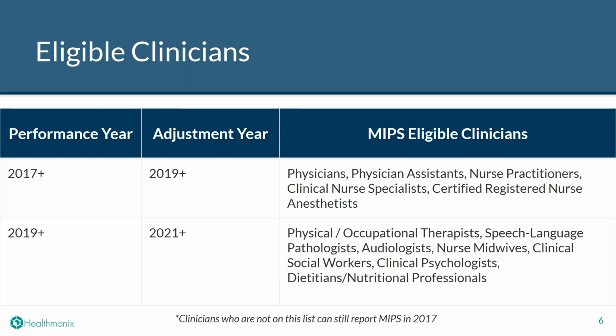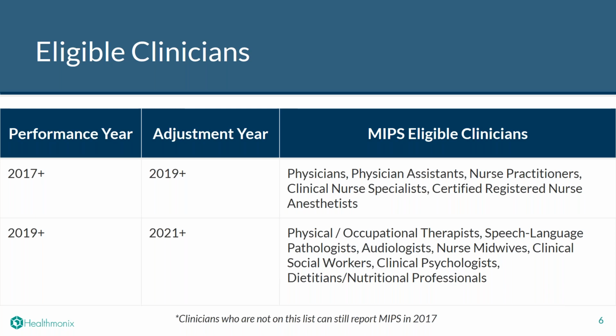in 2019. The second group of eligible clinicians are those clinicians who become eligible in the 2019 performance year. So starting in 2019, this group of clinicians would be required to report for MIPS and have their reporting from 2019 impact, or adjust, their Medicare reimbursements in 2021. So that grouping contains the physical and occupational therapists, speech language pathologists, audiologists, psychologists, and so on. This group does not need to report in 2017.